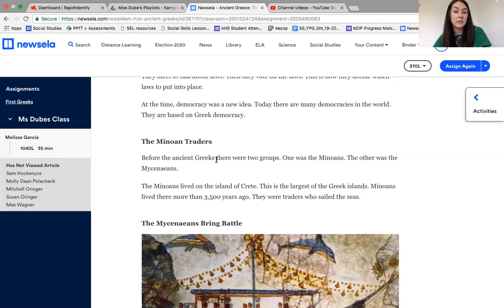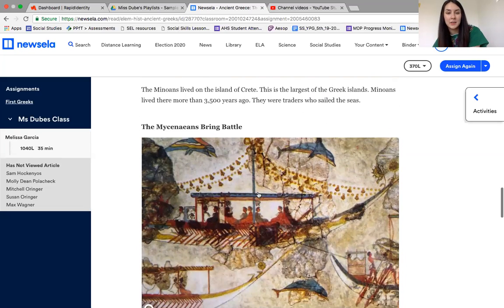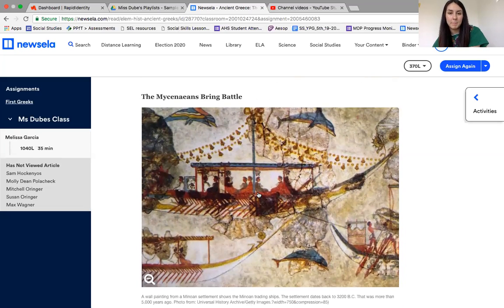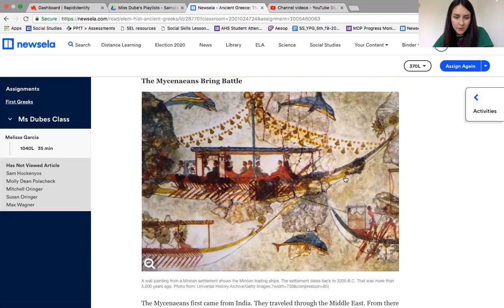All right, the Minoan traders. Before the ancient Greeks, there were two groups. One was the Minoans, the other was the Mycenaeans. The Minoans lived on the island of Crete. This is the largest of the Greek islands. Minoans lived there more than 3,500 years ago. They were traders who sailed the seas. The Mycenaeans bring battle.